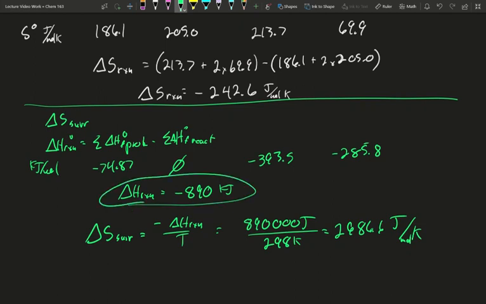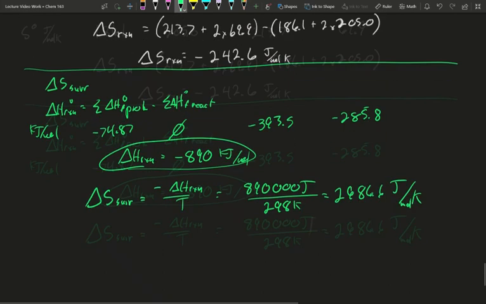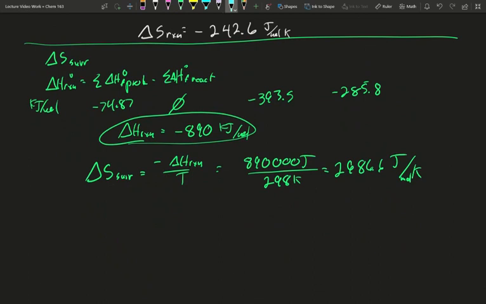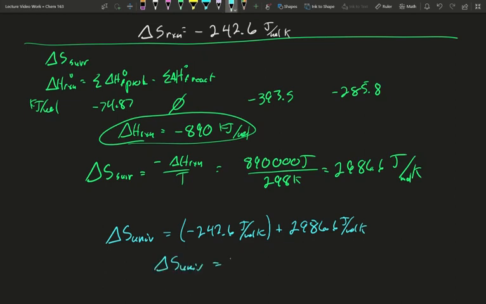But technically, while this is the amount for the reaction shown, we are going to use 1 mole of that reaction. Comparing this with our delta S of reaction, our delta S of the universe is going to be negative 242.6 joules per mole Kelvin plus 2,986.6 joules per mole Kelvin. As a result, the actual change in the total universe's entropy is 2,743.98 joules per mole Kelvin.